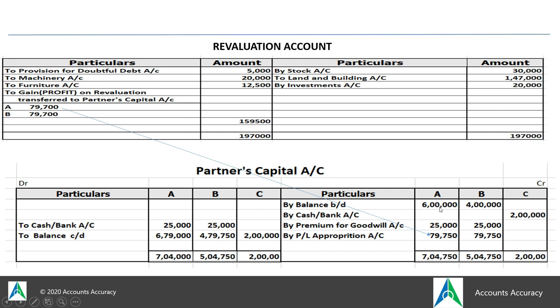You can see here earlier value was 6 lakh and 4 lakh, but after admission of C the changes took place and the capital value got changed, and it has become 6,79,000 for A and 4,79,750 for B, and C brought 2 lakh. So this is the balancing figure of the capitals of three partners.